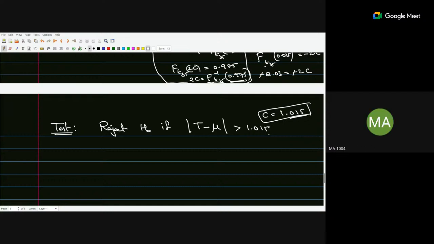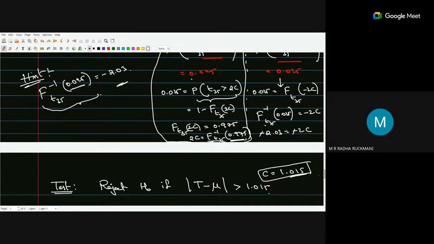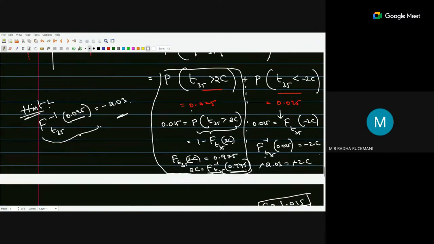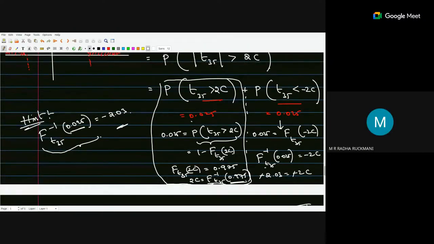Sir, in the previous step, you had taken F inverse of T35 of 0.025 is minus 2C, right? You took the other side because the hint is given as minus 2.03. But even otherwise, F inverse of T35 of 0.975 will also be 2.03, right? But that is not given, right? So by seeing the hint, we should take the negative side of this, is it? Correct. So that's what.